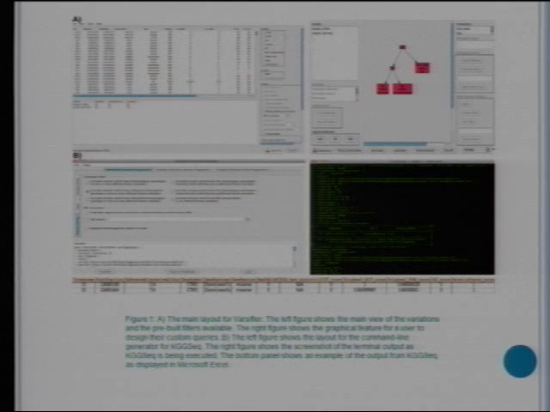I don't know if you're familiar with either of these. The first one was Varsipter. Is anyone familiar with these? No. This is a graphical interface tool. On the left side here is the view of the variations, and there are these pre-built filters, and on the right side, the graphical feature for a user to custom design their own queries.